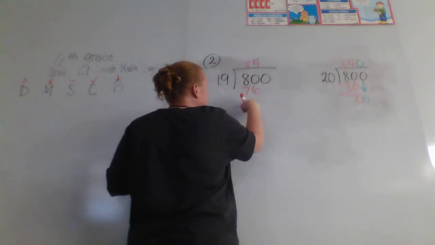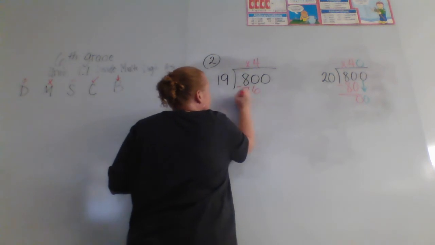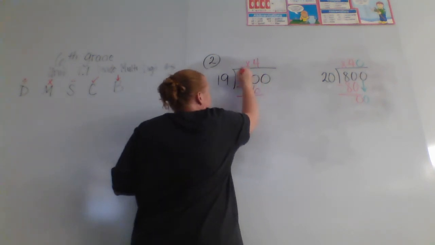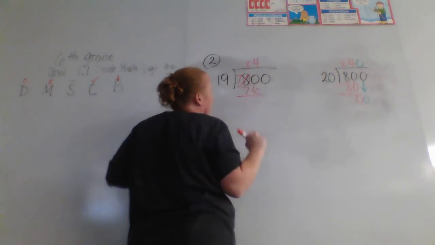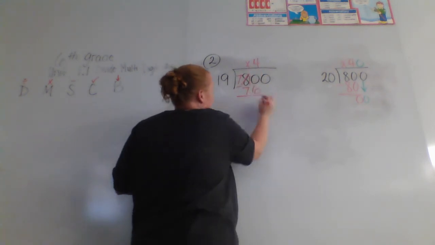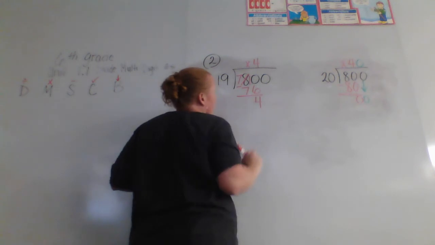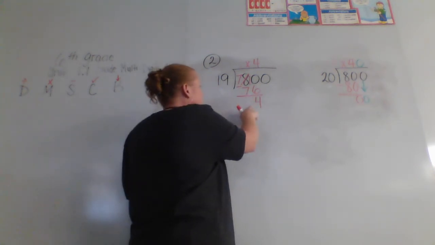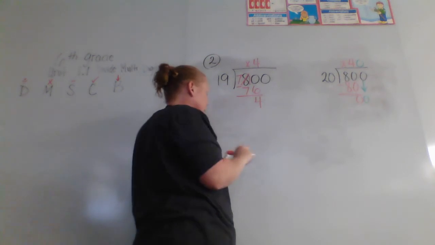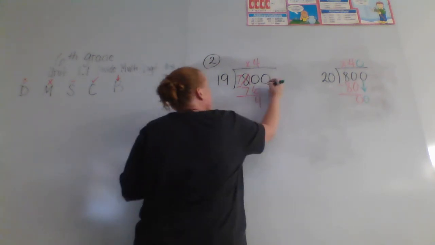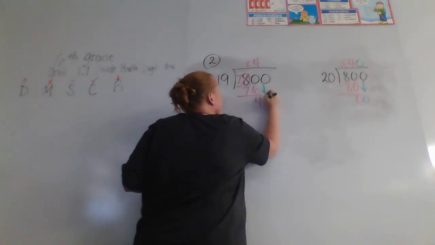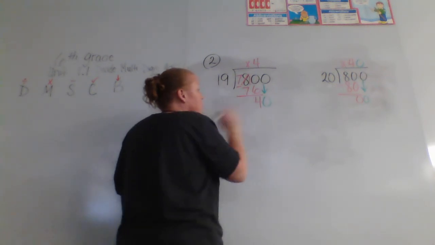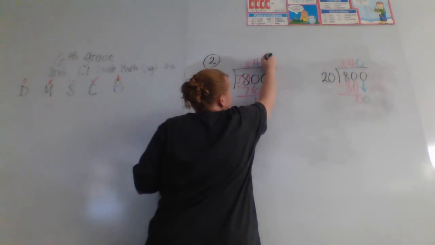Now, I did my multiplication, so now's my subtraction. 0 can't take away 6, so I'm going to borrow 1 and make that a 10. 10 take away 6 is 4. 7 minus 7 is nothing. So, now I need to check. 4 is smaller than 19, so I'm good to go ahead and bring down my 0. Okay? So, 19 into 40 is probably going to go those 2 times.